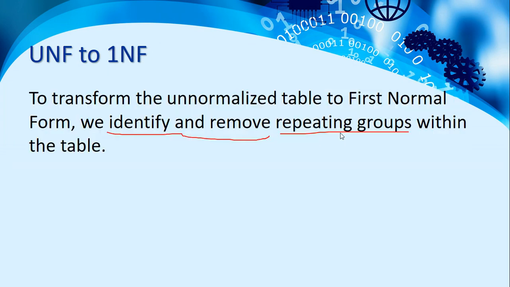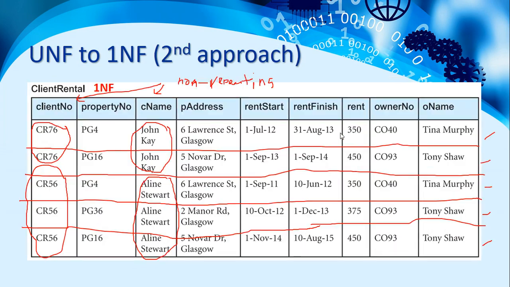Okay? One and only one value. Yeah. Therefore, this is already in 1NF. So we have achieved the transformation from unnormalized to first normal form using the second approach.